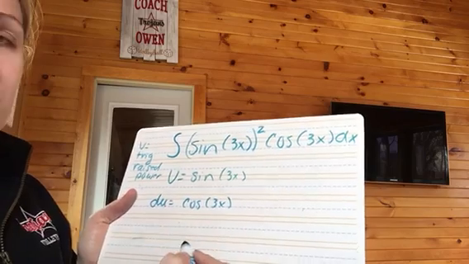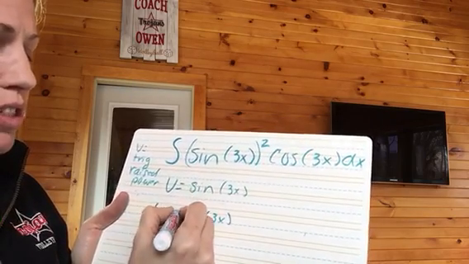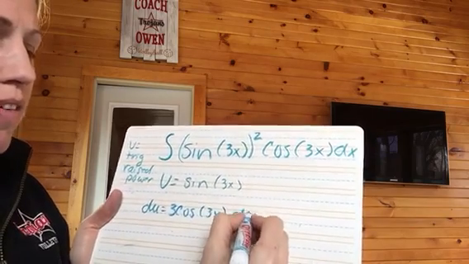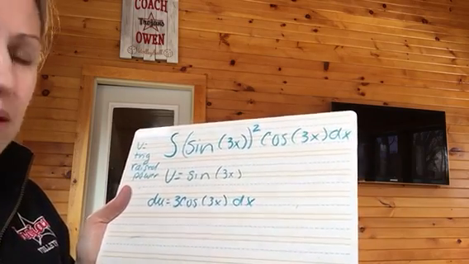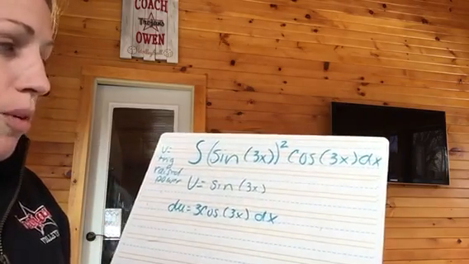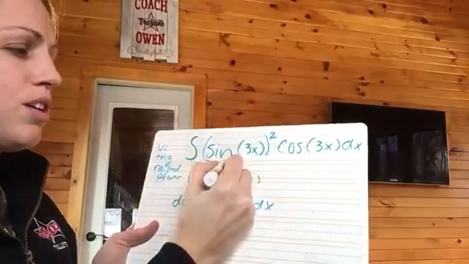Okay, but we do have a chain rule involved here. So the cosine of 3x times the derivative of what's inside, which is a 3. I'm going to stick that out front. And then we do have that dx tacked on at the end of that, okay, because we're doing it with respect to x. Okay. So when we look to make our substitution now, okay, here is our u.